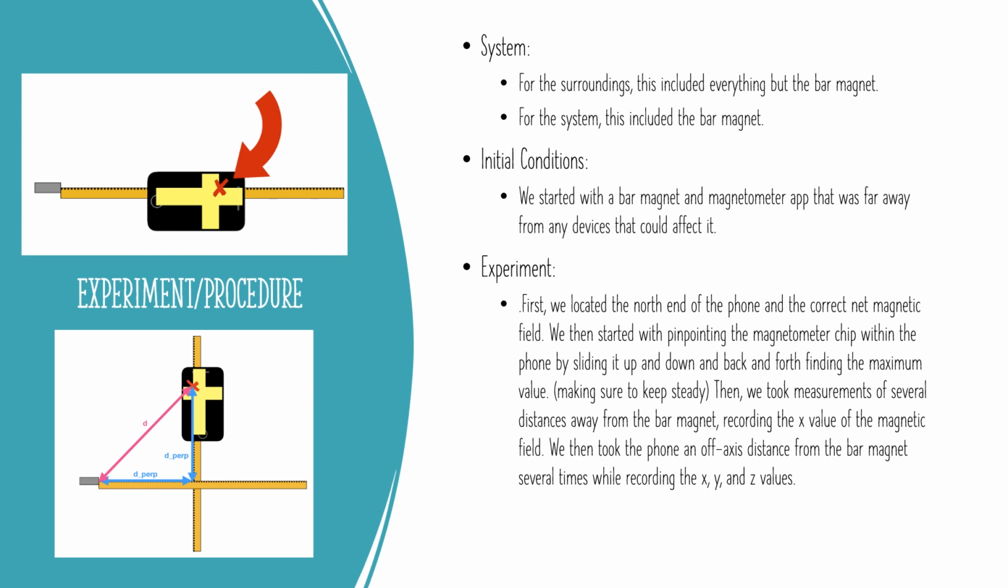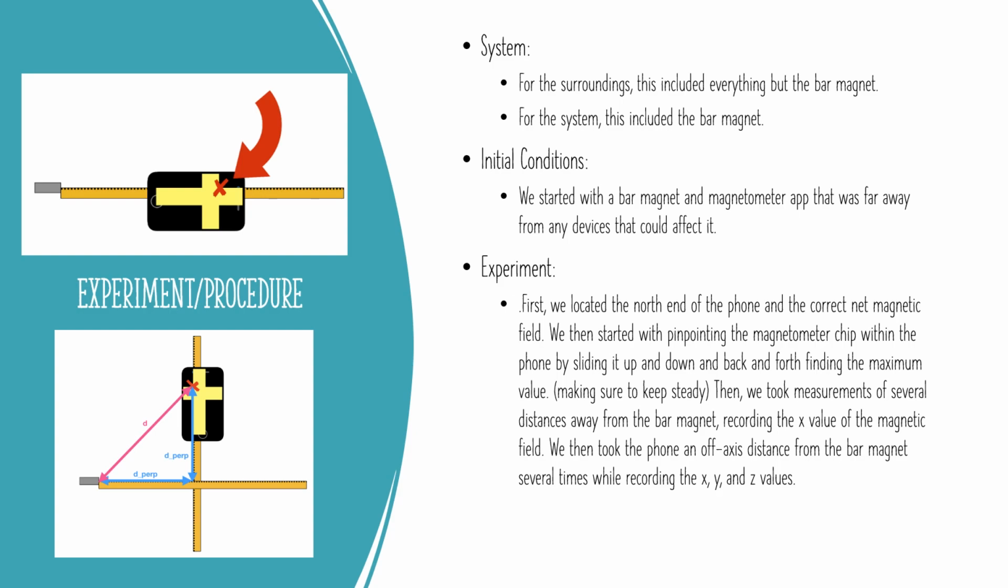For the experiment, first we located the north end of the phone and the correct net magnetic field. We then started by pinpointing the magnetometer chip within the phone by sliding it up and down and back and forth, finding the maximum value, making sure to keep this steady so the north end is in the correct place. Then we took measurements at several distances away from the bar magnet, recording the x value of the magnetic field. We then placed the phone at an off-axis distance from the bar magnet several times while recording the x, y, and z values.